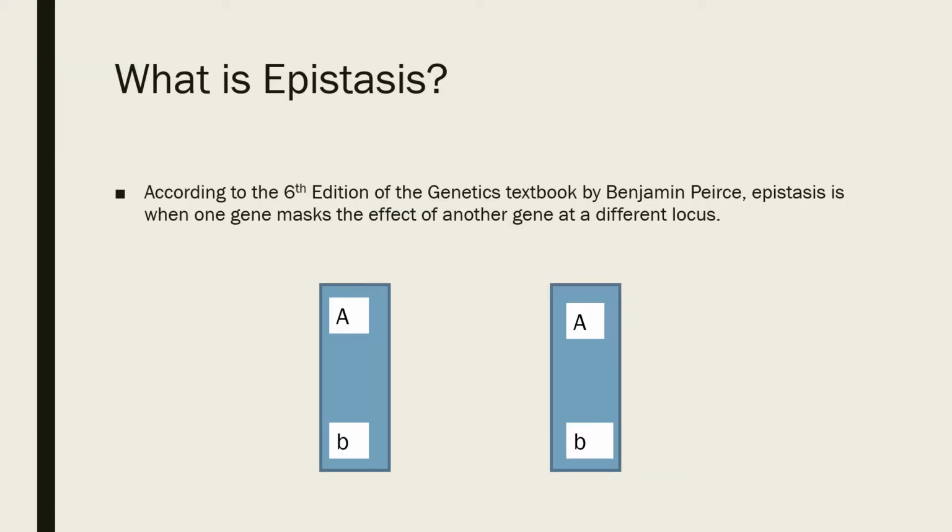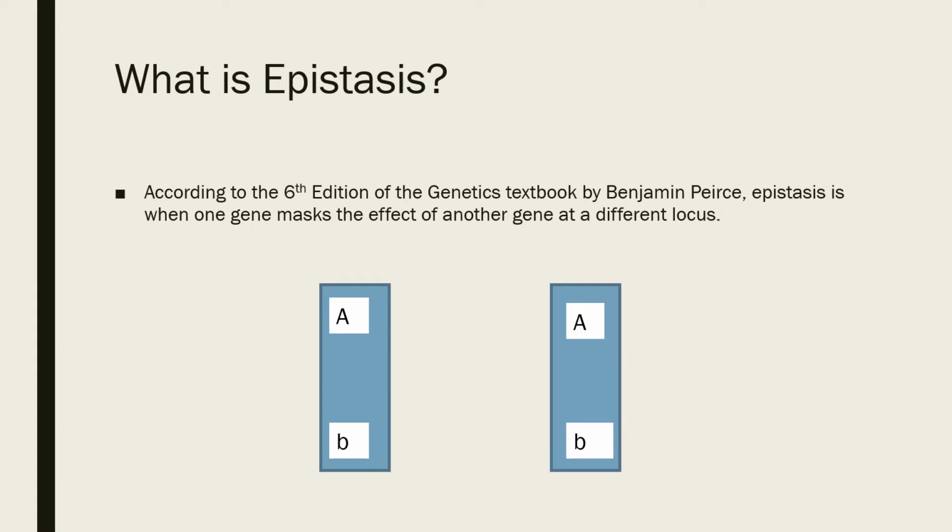According to the 6th edition genetics textbook by Benjamin Pierce, epistasis is when one gene masks the effect of another gene at a different locus. This is comparable to dominance, but instead of masking the same locus, it masks the phenotype at a different one.